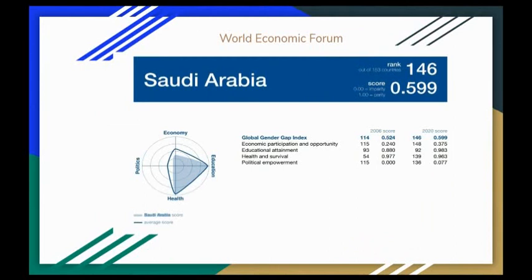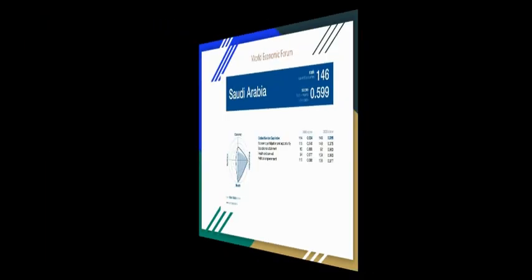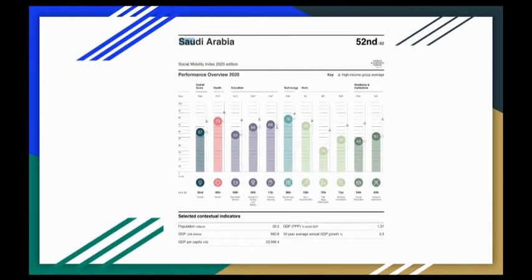In economic participation and opportunity, it ranks 148th with a score of 0.375. In educational attainment, they have a score of 0.983, and even though it is very close to 1, they are ranked 92nd. In health and survival, they are ranked 139th with a score of 0.963, and in political empowerment, they are ranked 136th with a score of 0.077. This is a little bit more in-depth information about the rankings.